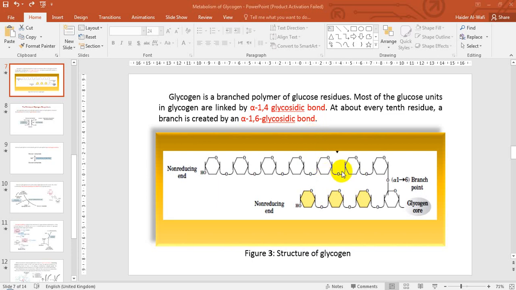But before that, have a look at this figure 3. The structure of the glycogen has two chains, straight chain and branch. Therefore, we need to form glycosidic bond 1,4 and glycosidic bond 1,6.